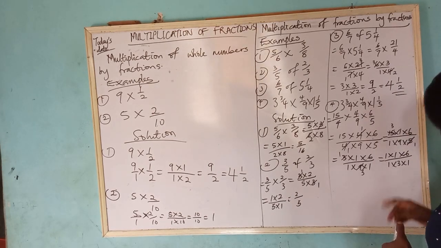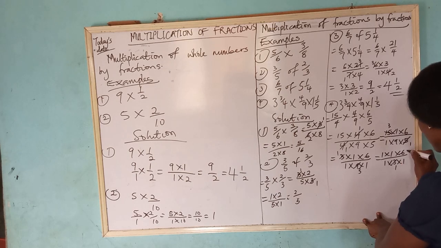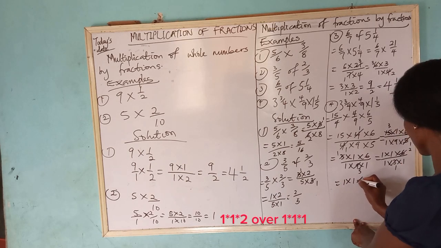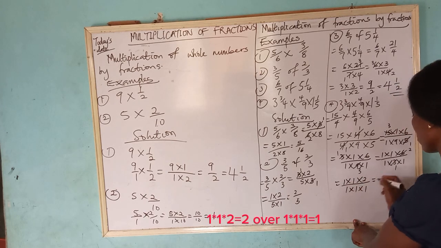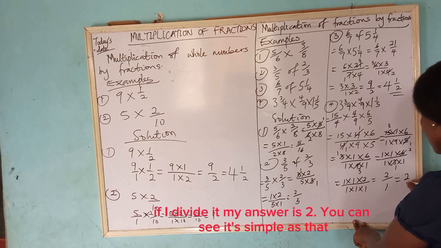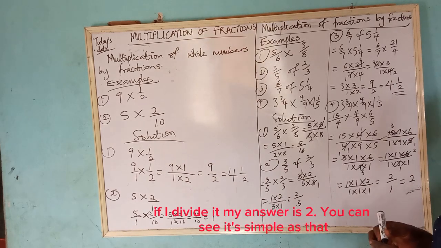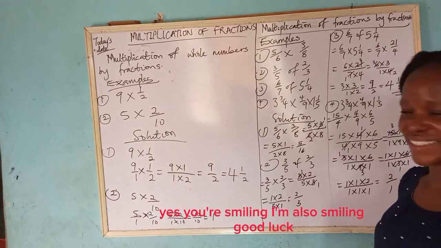As I have 3 here, 3 can still go with 6, so I will still divide it. 3 here 1, 3 here 2. So what I have left is 1 times 1 times 2 over 1 times 1 times 1. 1 times 1 times 2 is 2 over 1. If I divide it, my answer is 2. Can you see? Simple as that. Yes, you are smiling, I'm also smiling. Good luck.